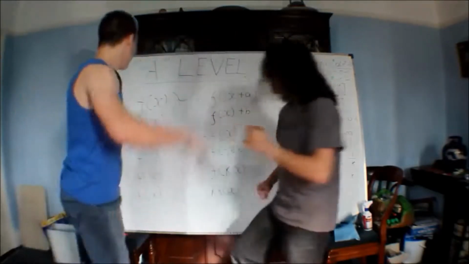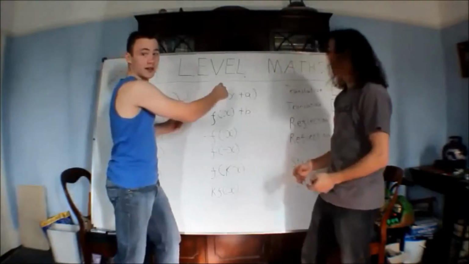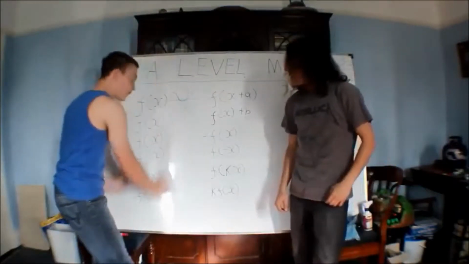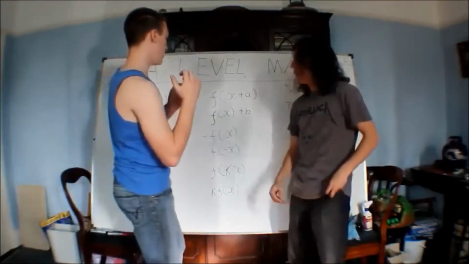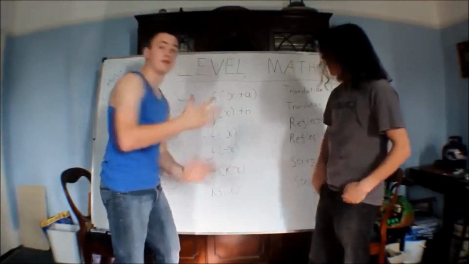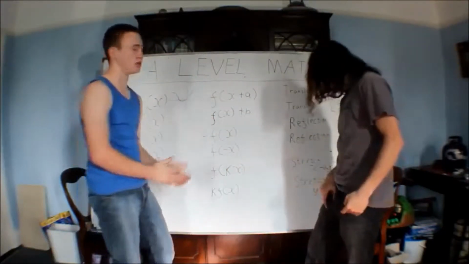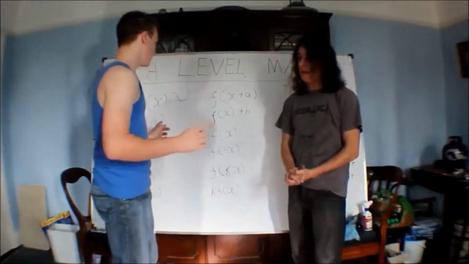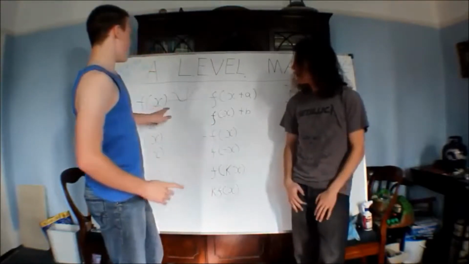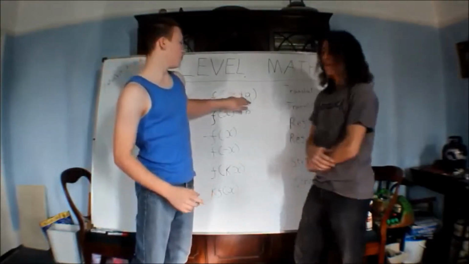Right, so swap places. We've drawn a cubic here, and these are all functions of graphs. And these different things do different things to the function, which is what this is all about. So the first one, we've got f of x is replaced with f of x plus a.